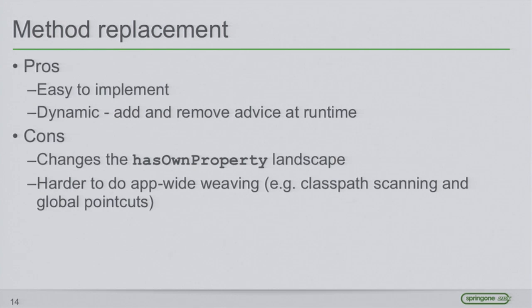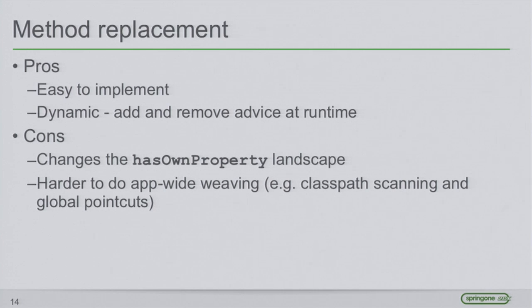So method replacement, it's easy. You can do it in very little code manually without the help of a library. It's dynamic. You can actually do that stuff at runtime. And since you're saving a reference to the original, you could at some point put the original back, right, and restore the original behavior if you wanted to do that. It does have some cons.